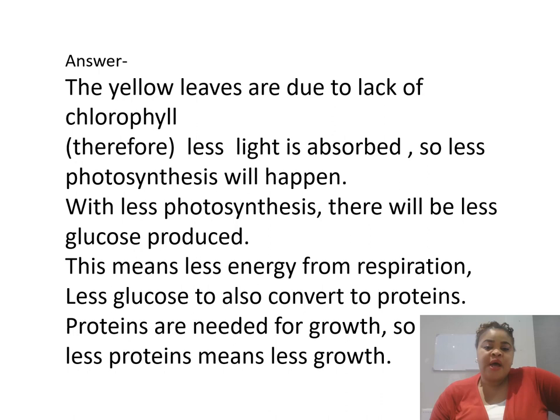So the yellow leaves are due to lack of chlorophyll. There's less light absorption, so there's less photosynthesis. With less photosynthesis, less glucose is produced. Here again, it's about less, because if there is not enough glucose, they cannot even convert glucose into proteins. Proteins are needed for growth, so they will have stunted growth. And the yellow leaves also clearly show that they lack chlorophyll.